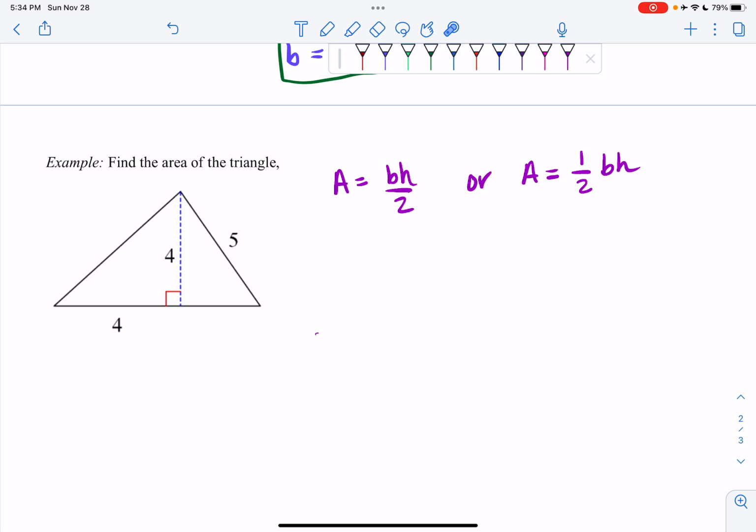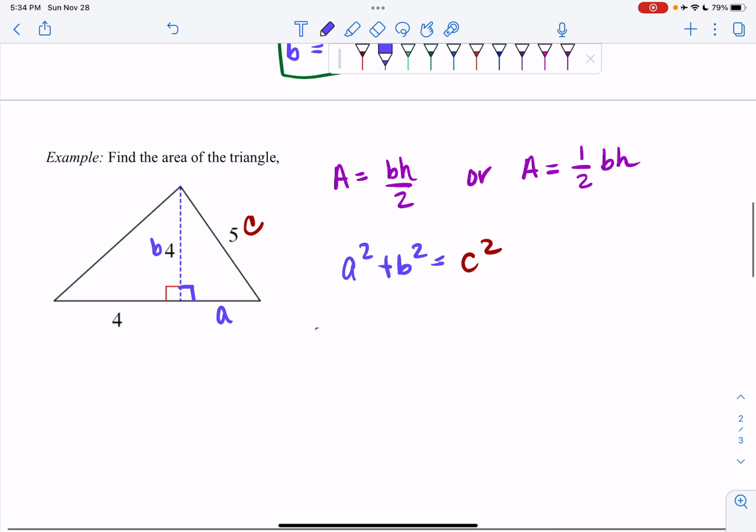So if I look, I don't know what the base of my triangle is. So we have to find it. And we're missing this piece right here. So I know that this is a right triangle. I'm going to put an A here, a B here, and a C here. So we need to find out what A is. So we know we can do A squared plus B squared equals C squared. So I have A squared plus 4 squared equals 5 squared.